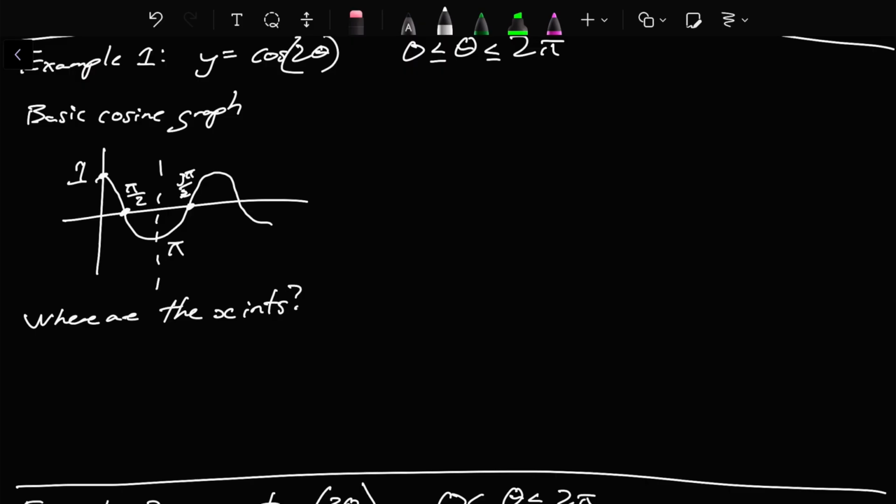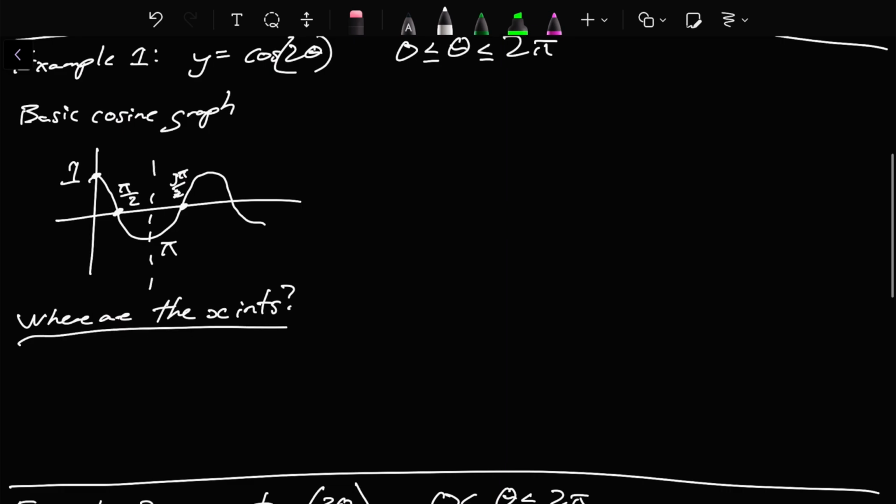Originally, for cosine, they're at pi on 2 and 3 pi on 2. But that's not going to fly for this one because we're not graphing cos of theta. We're graphing cos of 2 theta. So for x-intercepts, we set y to equal 0. So we say 0 is equal to cos of 2 theta. And now we solve this equation.